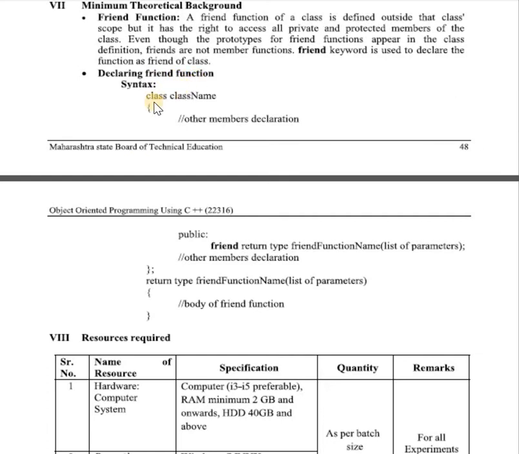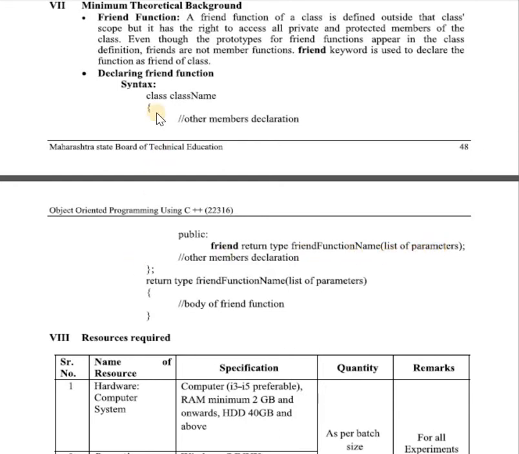What is the syntax? Here first we define the class by using a class keyword, class name. Then here the member declaration is there, and in public, by using a friend keyword we are defining a friend function. How do we define it? Friend keyword, after that return type of that particular function, then the friend function name, and if there are parameters, then the list of arguments that are passed to the function.